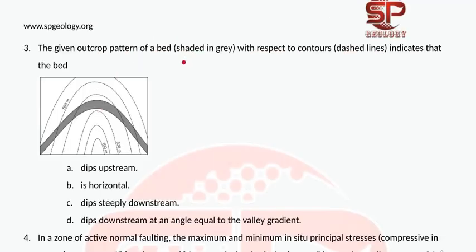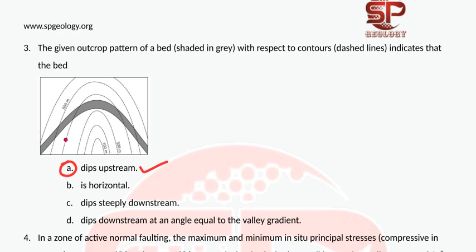So in the given outcrop pattern, the bed is shaded with respect to the contour. Here the contour represents a V shape and they deflect towards the higher elevation. The contour indicates the relief value. Then the bed is also deflecting towards the higher elevation, it produces a V shape pattern. So it can dip upstream. If the beds are dipping upstream in a valley, it will produce a V and the V will point towards the upstream. So when the bed is dipping upstream, the answer will be A.